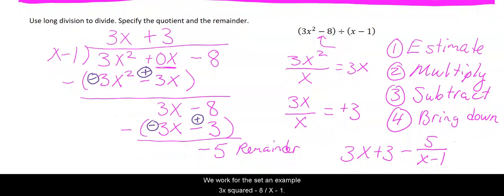Let's do another one of the ones that we worked before. We worked for the second example, 3x squared minus 8 divided by x minus 1. This one had a hole for the x term. You must fill in the hole to do synthetic division. Let's take a look at what this would look like.